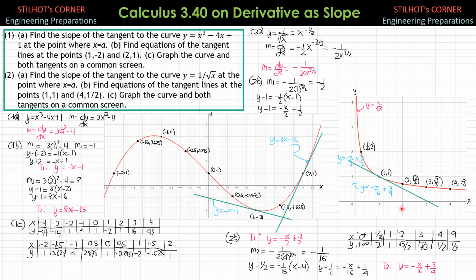Then for the second tangent at (4, 1/2), it is negative x over 16 plus 3/4. So the y-intercept is 3/4. It must cross that point there. And this is the second tangent, y equals negative x over 16 plus 3/4.